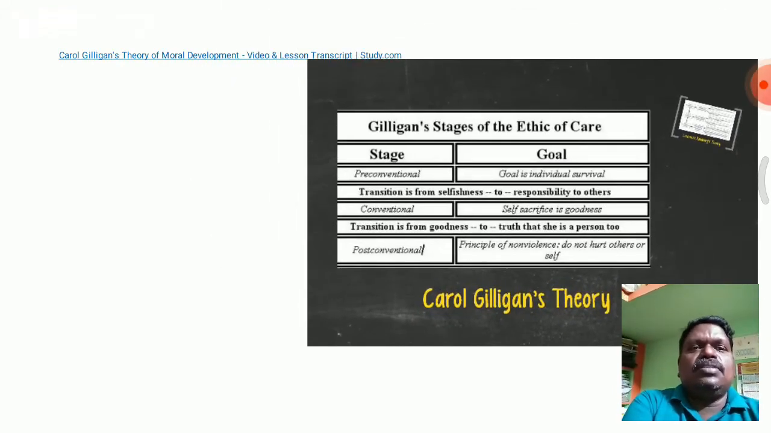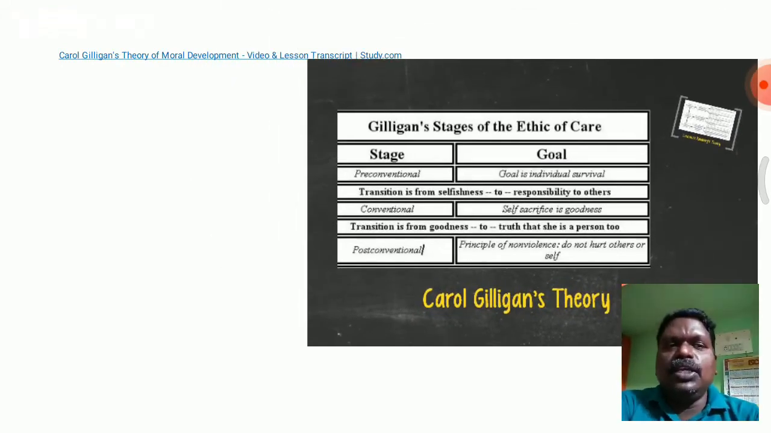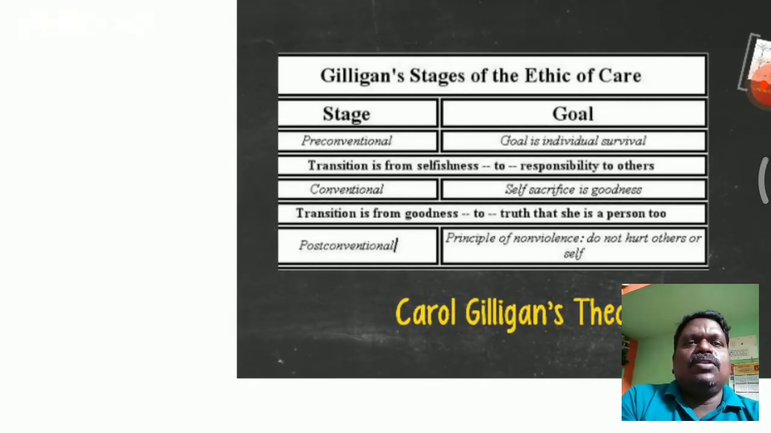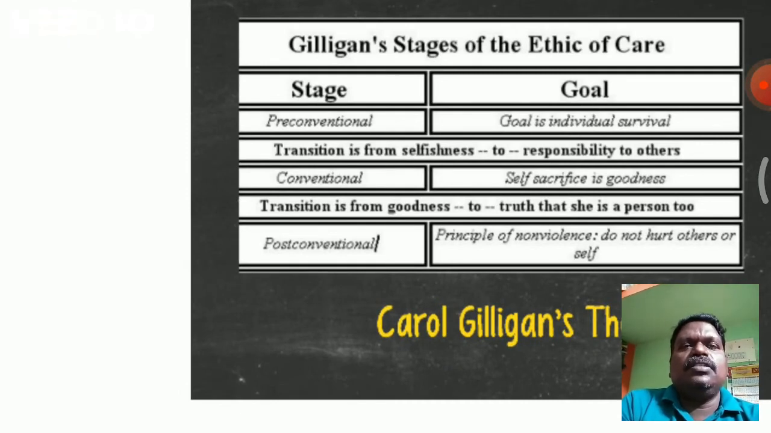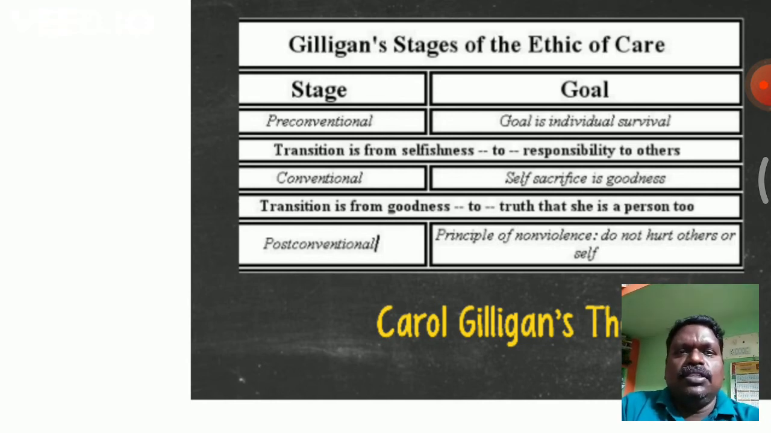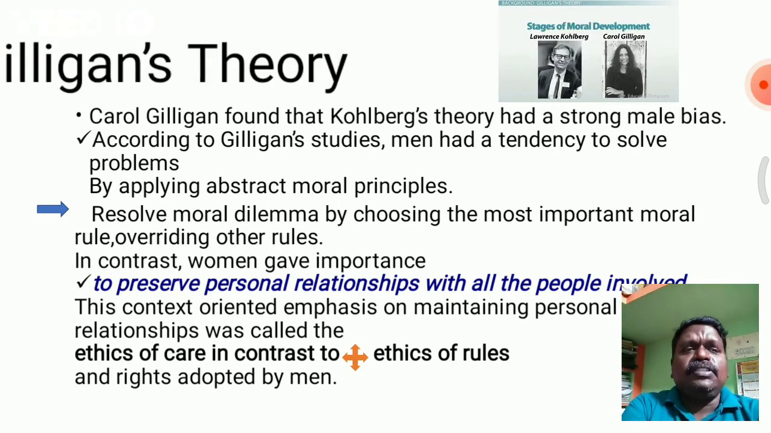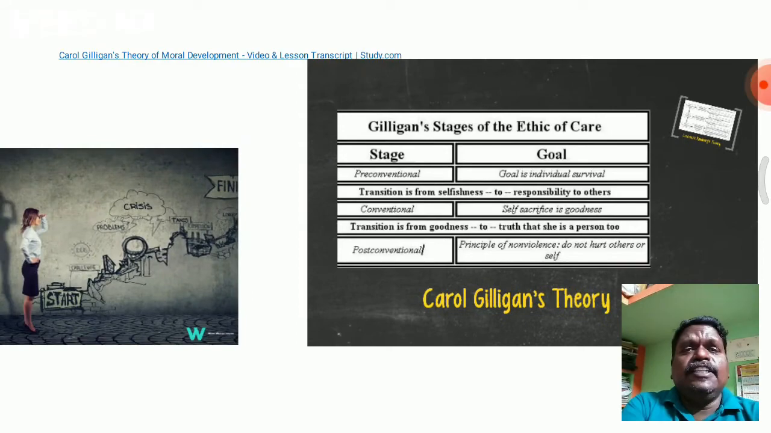So you can also see some other picture that is being shown on this screen. There you can see stage and goal being compared. So pre-conventional, that's the first level by Kohlberg, where goal is individual survival, whereas in conventional, self-sacrifice is goodness. Then in post-conventional, the principle of non-violence, do not hurt others or self, was being taken. This helps to understand Kohlberg and the difference from Gilligan.